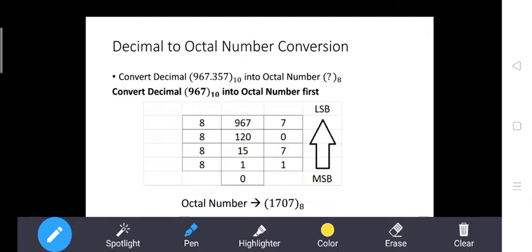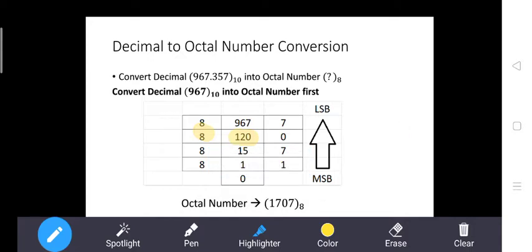So this is my 967 divided by 8. My answer will be 120. 120 into 8, 960. 967 minus 960, remainder will be 7. Second, 120 divided by 8.